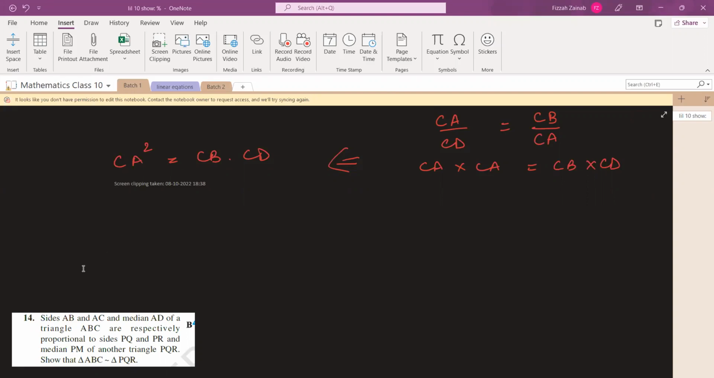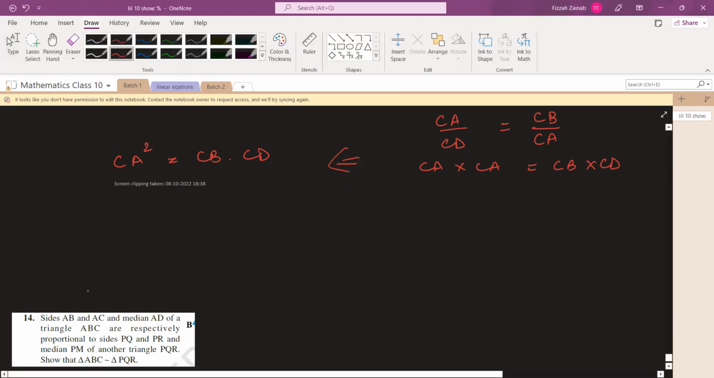So here's a question. Sides AB and AC and median AD of a triangle ABC are respectively proportional to the sides and median of some other triangle.